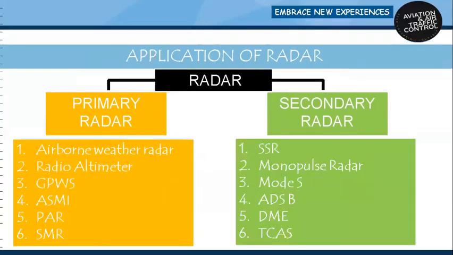Application of radar. Application of primary radar: airborne weather radar, radio altimeter, ground proximity warning system, airport surface movement indicating radar, precision approach radar, surface movement radar. Application of secondary radar: secondary surveillance radar, monopulse radar, Mode S radar, automatic dependent surveillance broadcast, distance measuring equipment, traffic collision avoidance system.